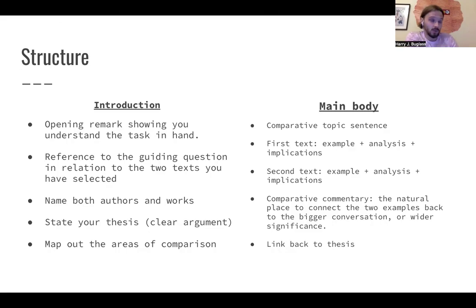Or maybe you can justify it in such a way, but you're not showing higher order thinking with almost a seesawing motion from one side to the other, exploring it thematically. You're looking at it as a very basic approach, this one being more text focused rather than thematic. And then once you've presented your second text, the comparative commentary, this is the natural place where you should be connecting the two examples back to the bigger conversation or wider significance. The bigger conversation, global issues, the world beyond the text.